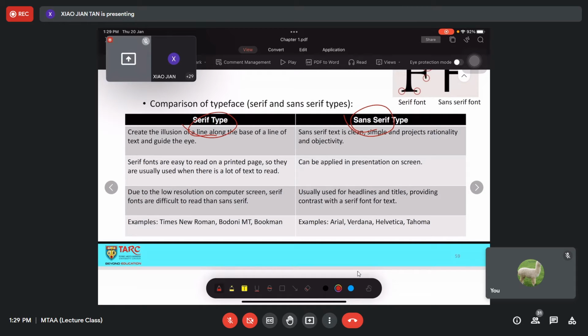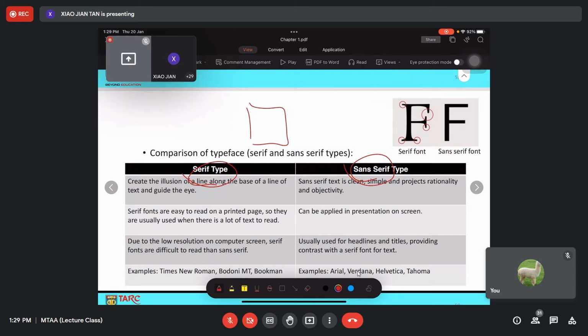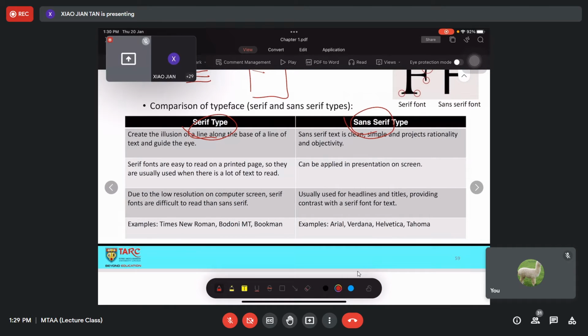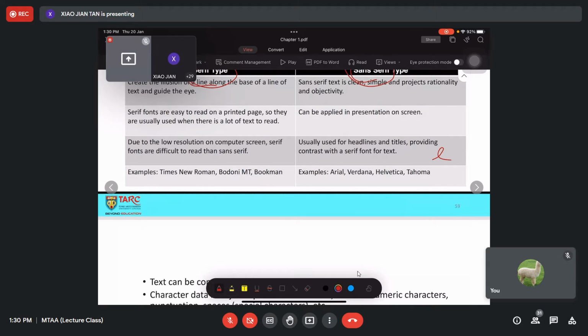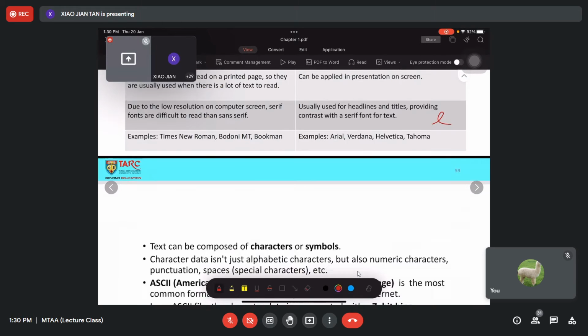And serif is usually used in printed material, and the decorative line makes it easier. I mean, it is sort of a guideline to guide your eye to read the entire sentence, rather than, when you read a newspaper, reading from the first line and then jumping to the second line. So that is the purpose of serif. The main purpose is to guide your eye to read the entire line and then continue to the second one. Sans serif is usually used for headlines. Examples are Arial, Verdana, Helvetica, and Tahoma.